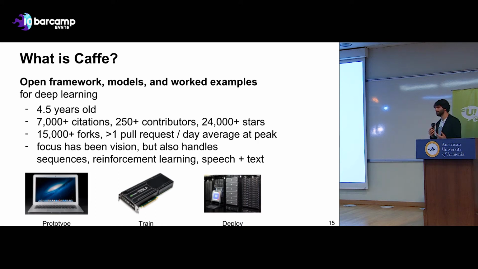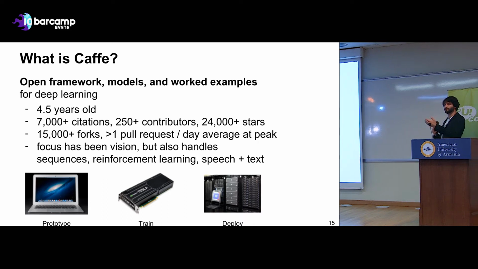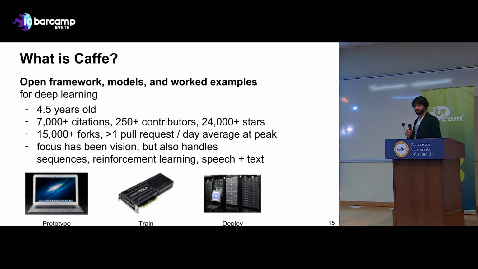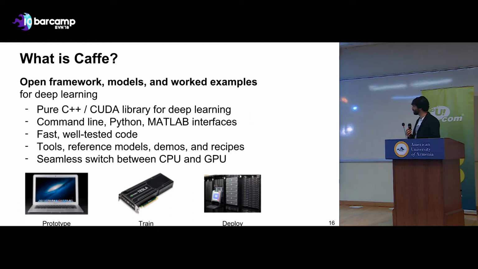And while the focus has been on vision, it can also do many other tasks, like modeling sequences or doing reinforcement learning, which is not just predicting, but also taking actions, such as for driving cars, or in speech and text, like in translation. And so what it actually is concretely is a C++ and CUDA library. Those are common languages for deep learning frameworks now. It has command line, Python and MATLAB interfaces, Python being the most popular since it's also free and open source. And it's both fast and well tested.